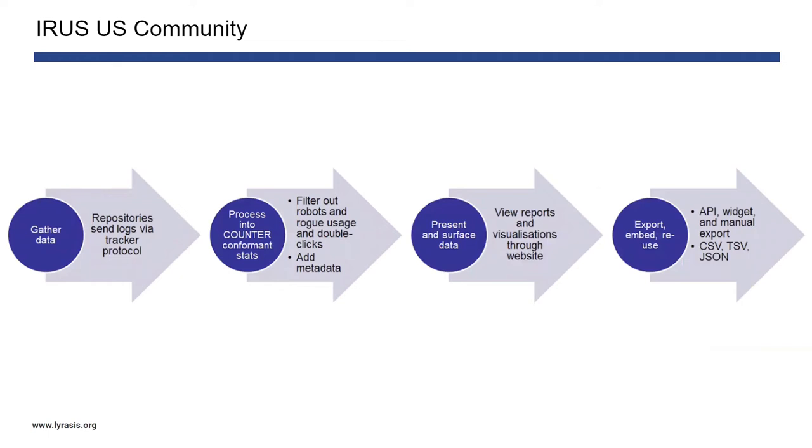This workflow diagram shows in detail the process of using IRUS. Basically, institutions install the IRUS tracker. IRUS collects raw download data for all item types and processes that raw data into COUNTER conformance statistics. That means that anything that can be COUNTER compliant is COUNTER compliant, and anything that is not covered in the COUNTER standard is made as conformant as possible, even though it technically doesn't count under COUNTER.